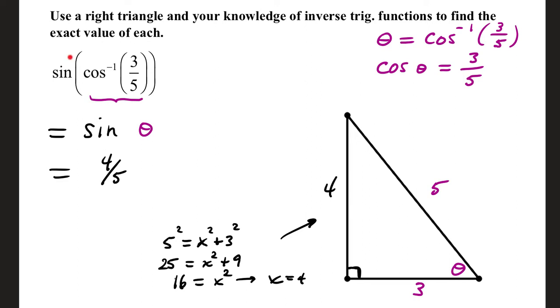Back to the main problem, we were taking sine of this angle. So we have sine of theta. And from where theta is in our triangle, we have opposite over hypotenuse for a value of 4/5.